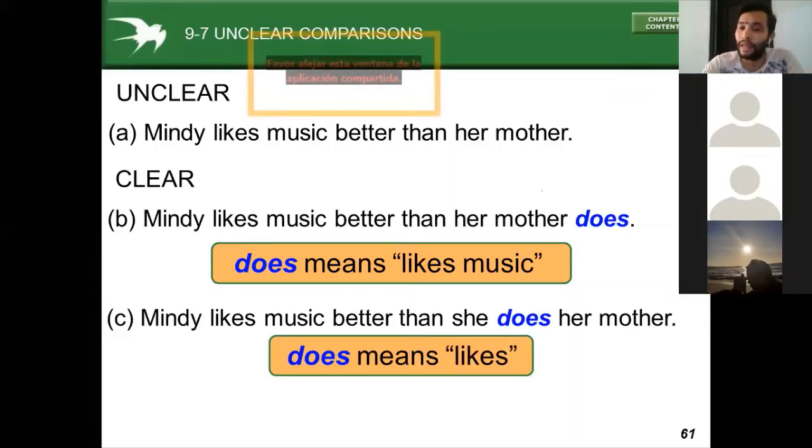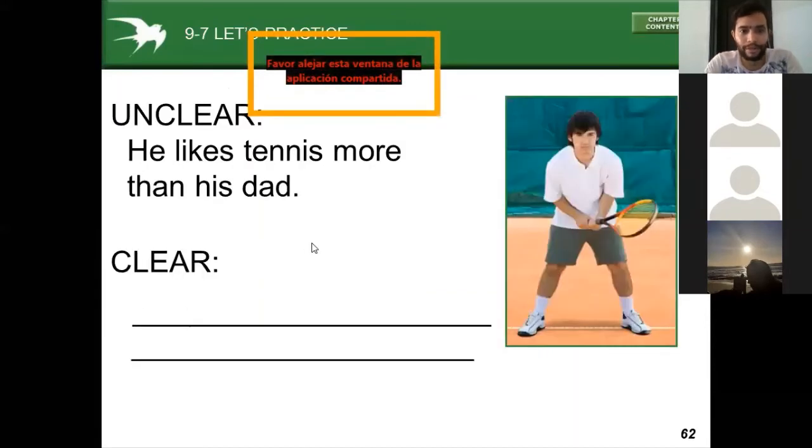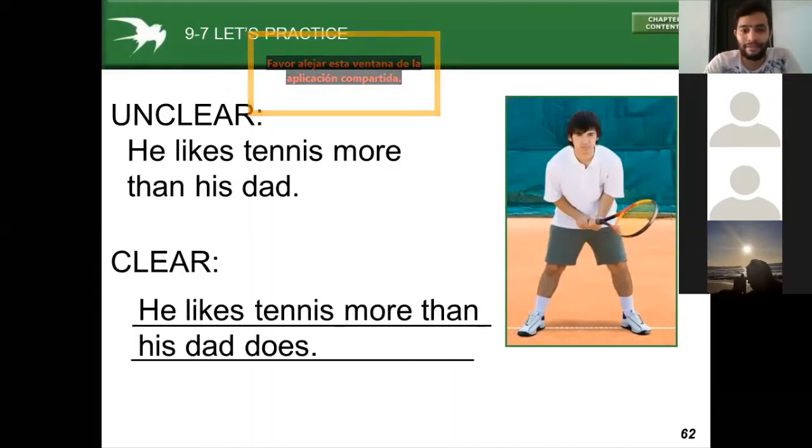I already told you this, and let's practice a little bit. Let's see how you do it. Unclear or informal: He likes tennis more than his dad. What is the clear or formal version? He likes tennis more than his dad does. Than his dad does. Very good.